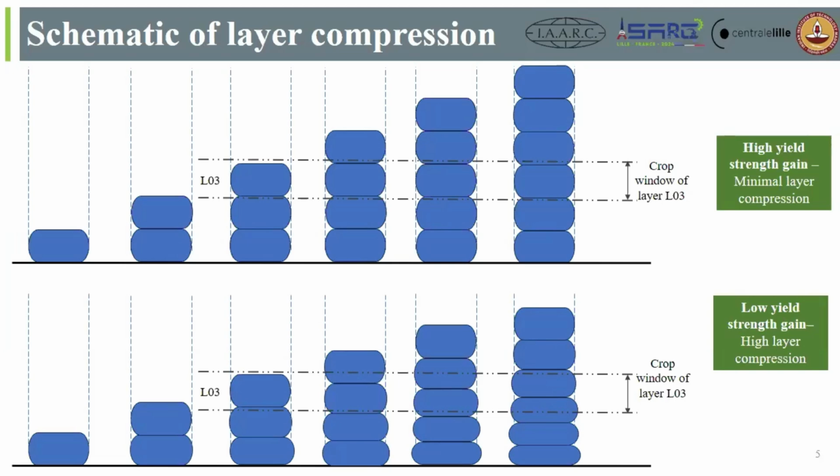Within this crop window, I am trying to identify the layer thickness and how it varies from this point to this point as each layer is printed on top of it, and also the surface textural variations from this point to this point. This is what I'm trying to do.